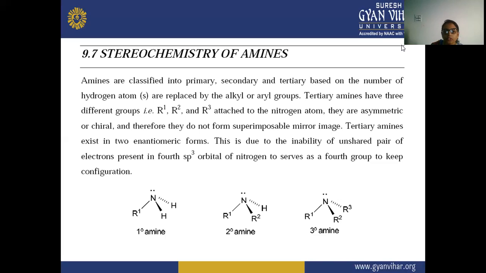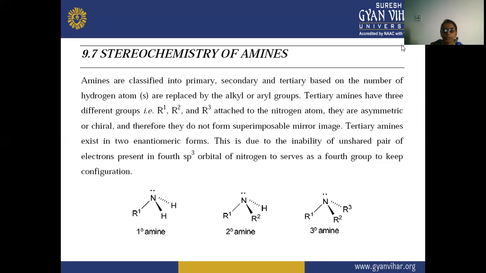So the tertiary amine exists in two enantiomeric forms. Why does it exist in an enantiomeric form? This is due to the inability of the unshared pair of electrons present in the fourth sp3 orbital of the nitrogen atom to serve as a fourth group to keep configuration.